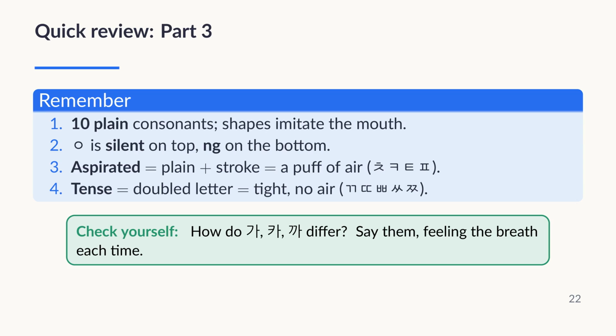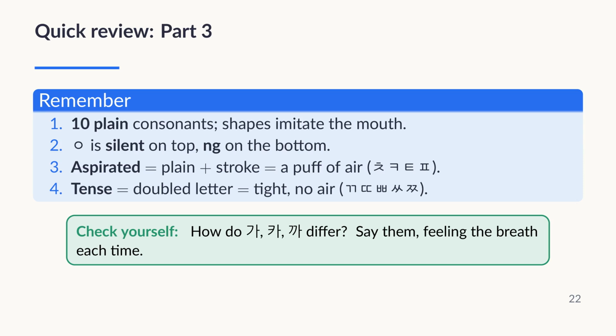Let us review part 3, our biggest part so far. First, there are 10 plain, basic consonants, and their shapes imitate the position of the mouth, tongue, or lips. Second, the circle letter ieung is silent when it starts a block and is pronounced ng when it sits at the bottom. Third, the aspirated consonants are formed by adding a stroke to a plain letter, and they are pronounced with a strong puff of air.